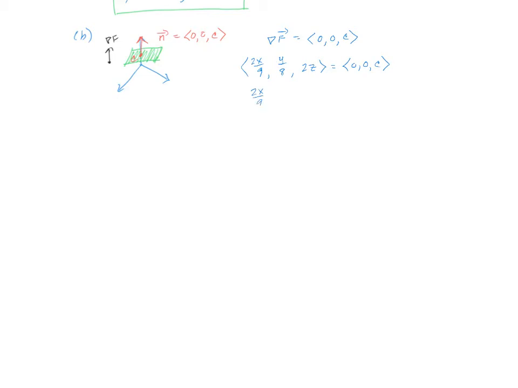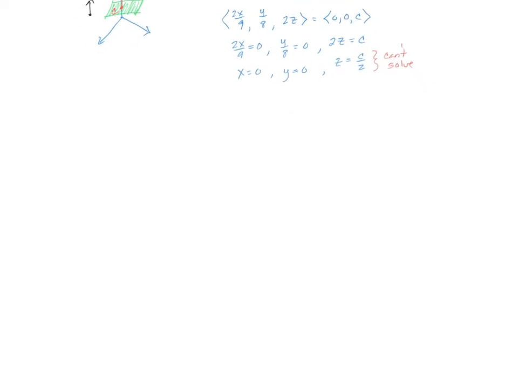And the equation 2x over 9 equal to 0 means x is 0. Y over 8 equal to 0 will give me y equal to 0. And then I have 2z equal to c. So here x is 0, y is 0. Unfortunately, I can't solve this last equation, which sometimes happens. So I really can't find the vector at this point. However, notice I know that the x and the y values have to be 0. So I'm just going to plug these values into my function, my ellipsoid.